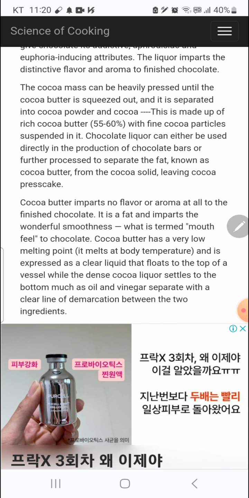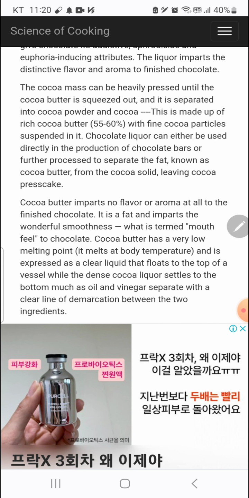The cocoa mass can be heavily pressed until the cocoa butter is squeezed out, and it is separated into cocoa powder and cocoa butter. This is made up of the rich cocoa butter, 55 to 60%, with fine cocoa particles suspended in it. Chocolate liquor can either be used directly in the production of chocolate bars or further processed to separate the fat, known as cocoa butter, from the cocoa solid, leaving cocoa press cake.